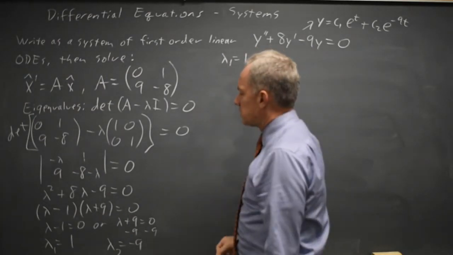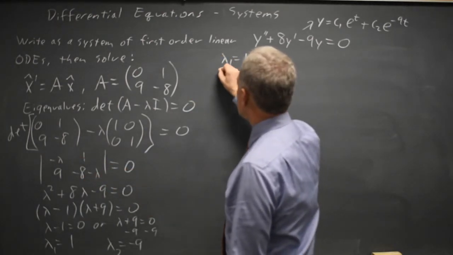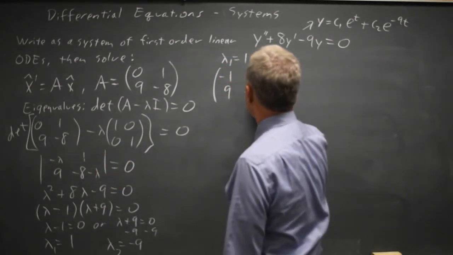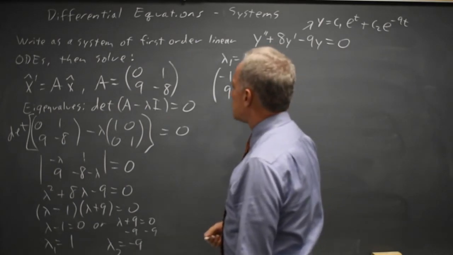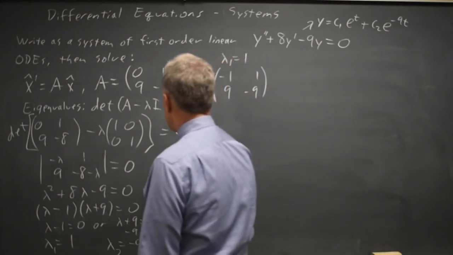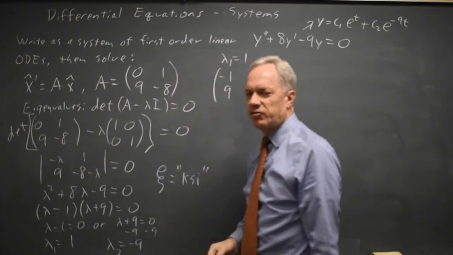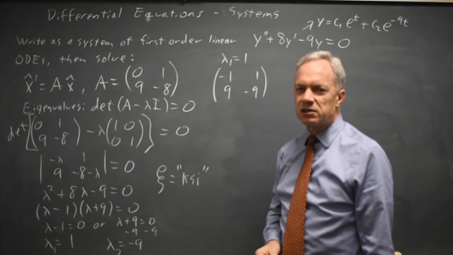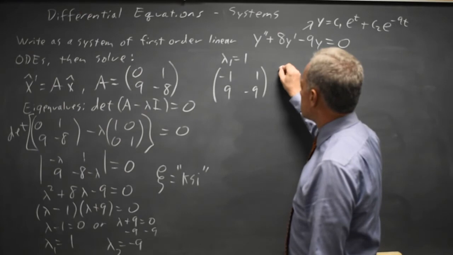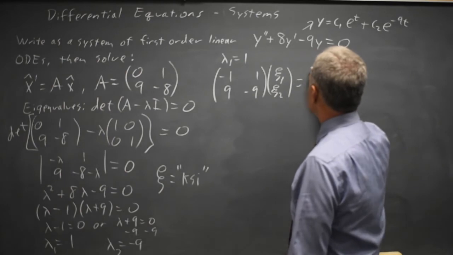I want A minus lambda times the identity, so that would be negative lambda, so that's negative 1, and then 1, 9, and negative 8 minus 1 is negative 9. And I want that times some vector. I'm going to use the Greek letter xi. It's pronounced as a K followed by an S, and then your vowel. So xi. I'm going to use xi because of tradition. Xi1, xi2 equals 0, 0.